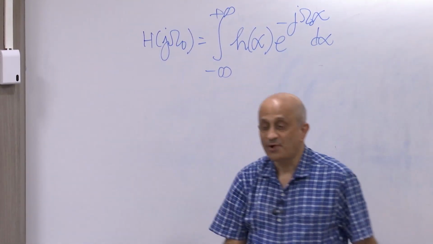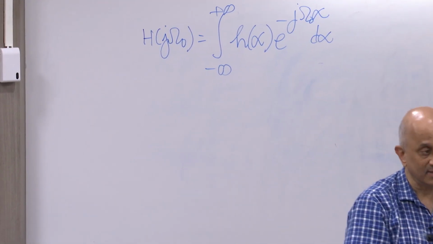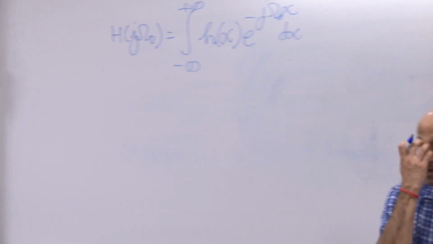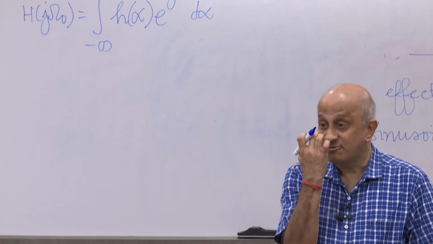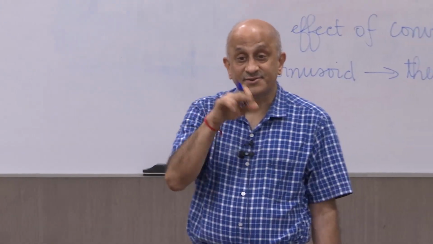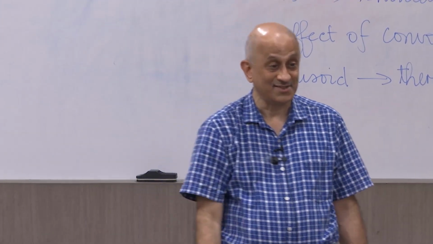So it's like a dot product of the impulse response with this phasor, right? Now, we can also use this idea to reconstruct h(t) from its Fourier transform.